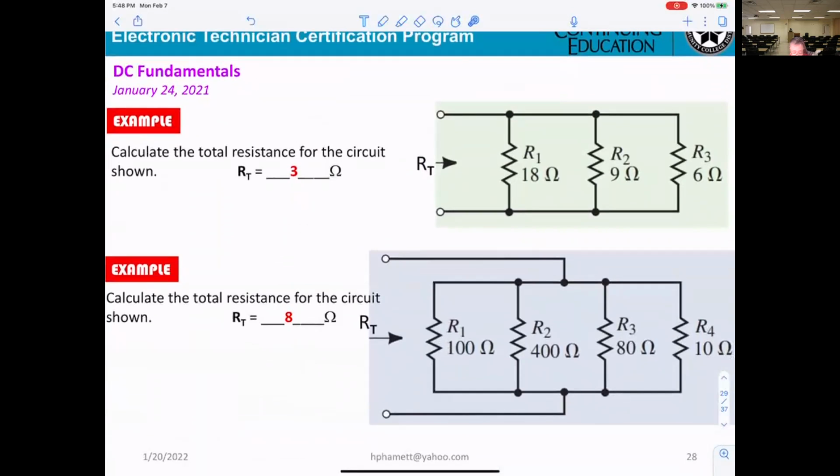Okay, and in the example here, they gave you 1, 2, 3 in parallel, and I already gave you the answer. Make sure you exercise it to get the same answer as me. And the next one here, they want the total resistance, looking from this point to this point. You can see R1 and R2 are in parallel, so you can combine them to get one. R3 and R4 are in parallel, so combine R3 times R4 divided by R3 plus R4 to get another one. Then the two new ones are in parallel. Then you calculate it.